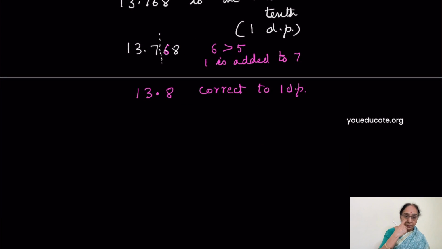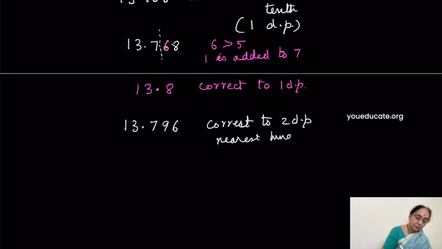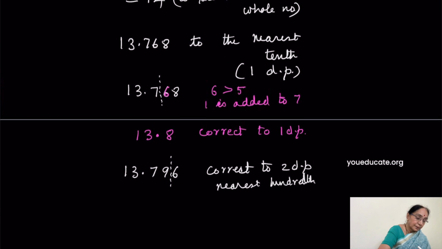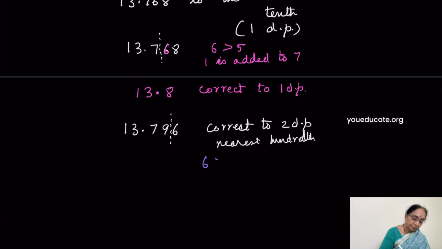Now we'll correct the same thing to 2 decimal points. So 13 point, now let me change the number. I'll write it as 13.796, correct to 2 decimal points, or you say the nearest hundredth. So the line comes over here. Immediately after the line is 6. Here you know that 6 is greater than 5, so 1 is added to 9.